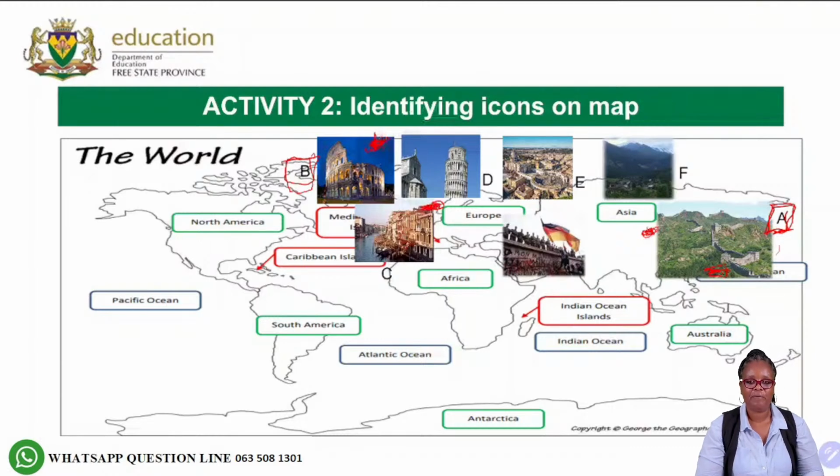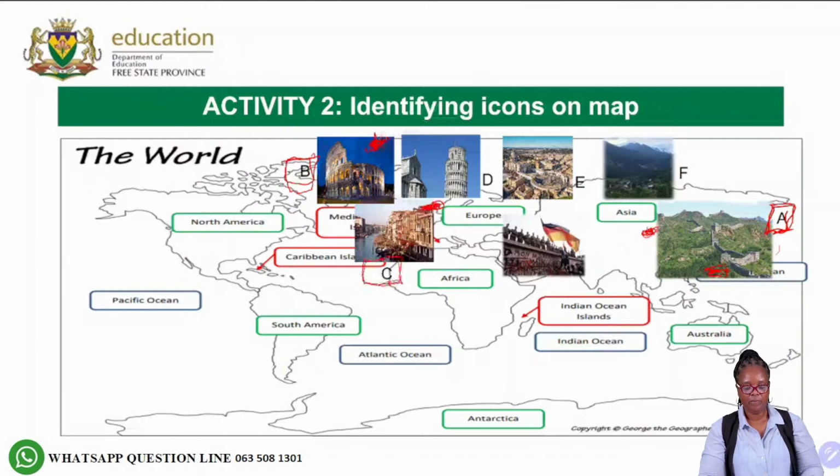Here it is, the amphitheater, the Flavian amphitheater, the one that was used for entertainment. There it is. This is number B. Then we have number C. Let's look at our number C.